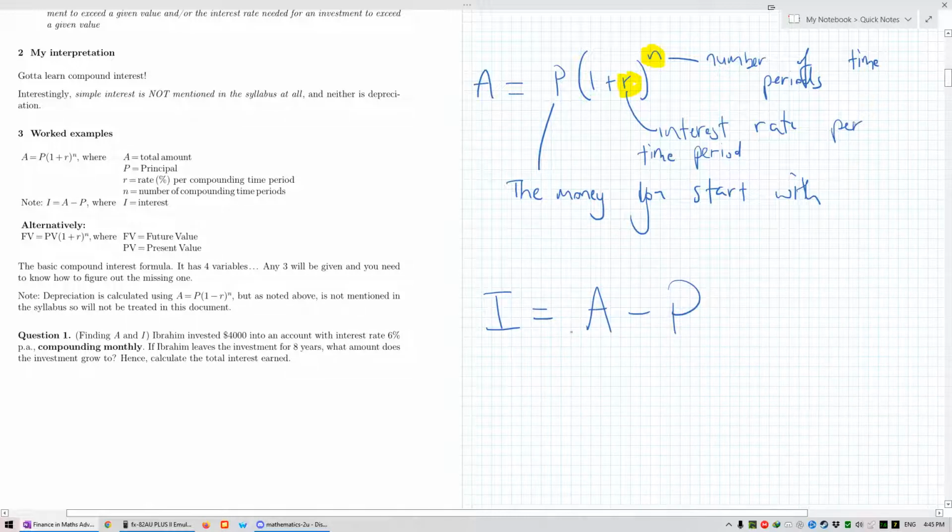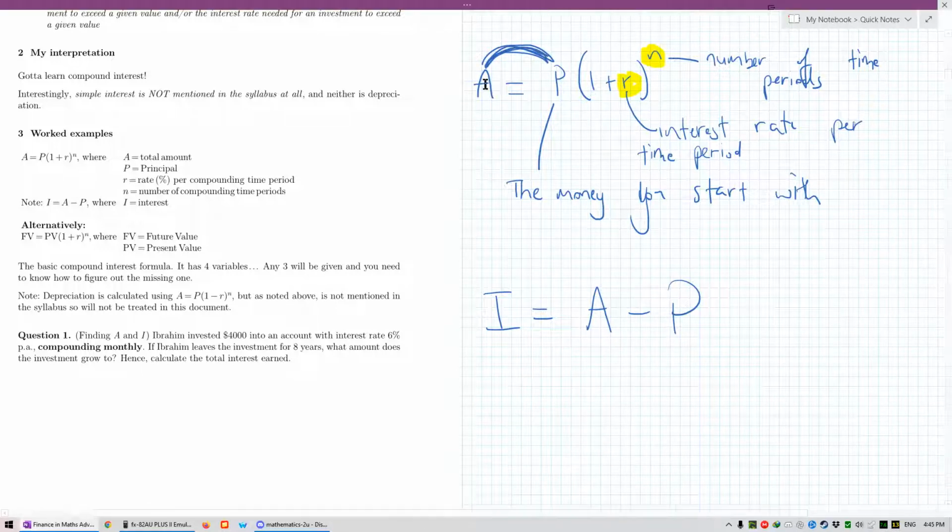A is the money you end up with. P is the money you start with. So if you subtract the two, if you start off at 10,000 and you compound and you end up getting 15,000, what's the interest? Well, the interest is going to be 15,000 minus what you started with, 10,000. So you have to subtract the two. Just subtract these two to get the interest only.